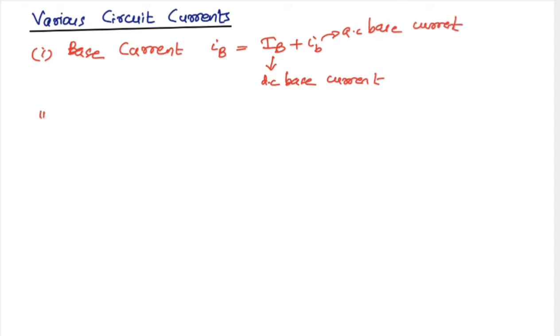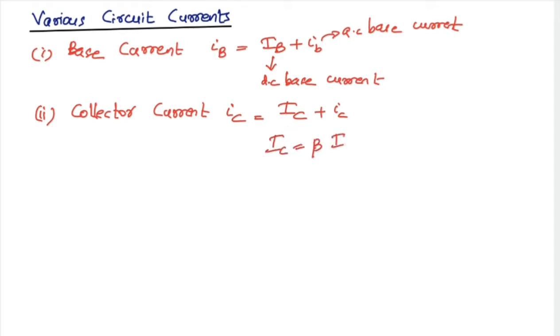Similarly, we can write the other circuit currents. Second one is the collector current. Collector current small i capital C is equal to capital IC plus small ic. Capital IC is the zero signal collector current, or the DC collector current that flows due to the biasing circuit when no signal is applied. We can find capital IC as beta times capital IB. Small ic is the collector current due to signal alone.